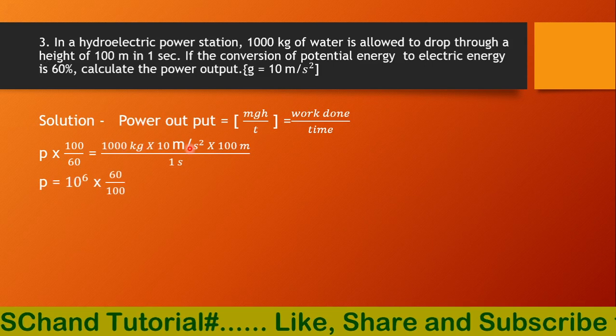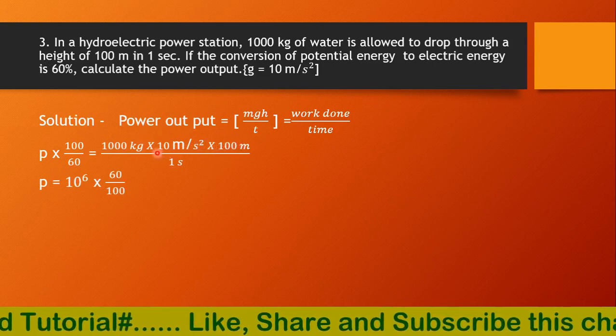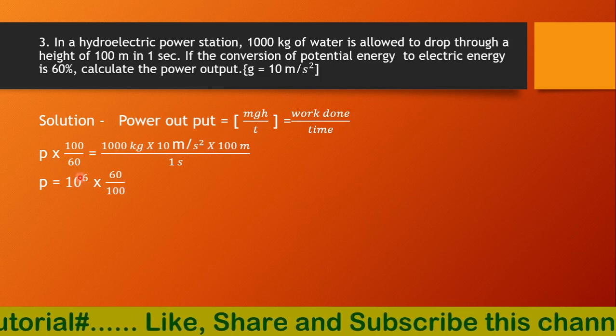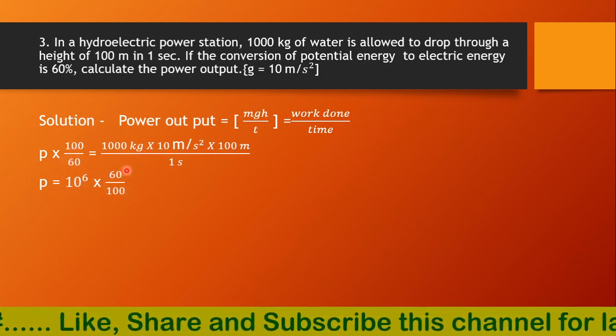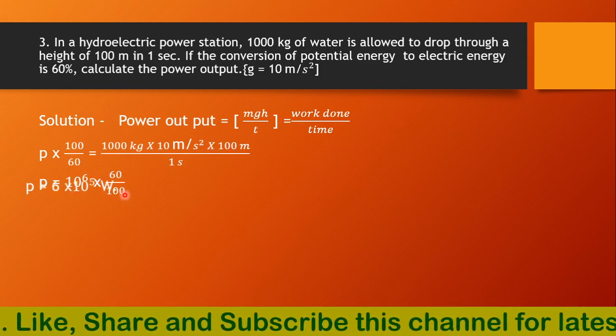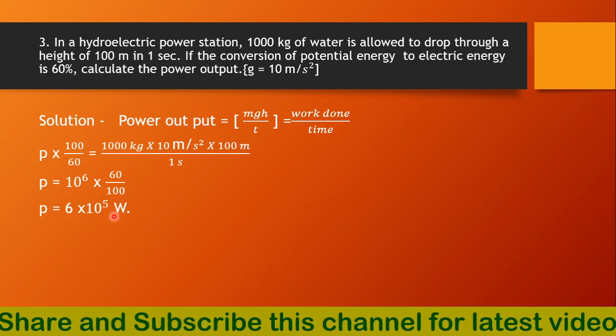If you solve this, it will be 10 to the power 6, because there will be 6 zeros: 1, 2, 3 and 3 more, 6. So it will come out to 10 to the power 6, and this 100 over 60 will be 60 over 100 on the right side. So this will come out to 6 into 10 to the power 5 watt.